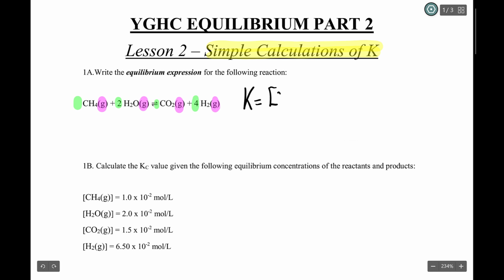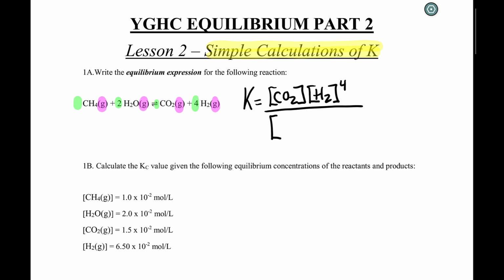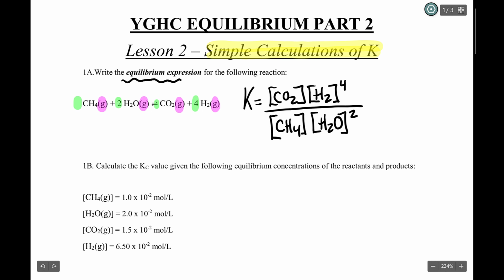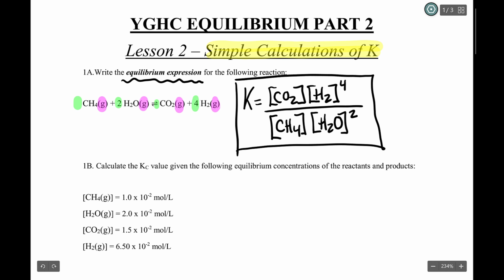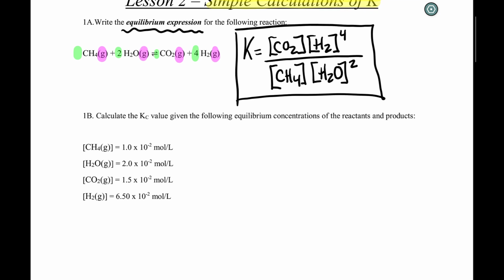So this would be the concentration of CO2 raised to the power of 1, but I'm not going to put that in, times the concentration of hydrogen raised to its coefficient, which is 4. This is divided by the concentration of the reactants raised to their powers. So I've got CH4 raised to the power of 1, and then I have H2O raised to the power of 2. So this is an equilibrium expression, and it's simply the ratio of products over reactants based on concentration. Now, we did this in the previous lesson. What we're going to do now is actually make a calculation.